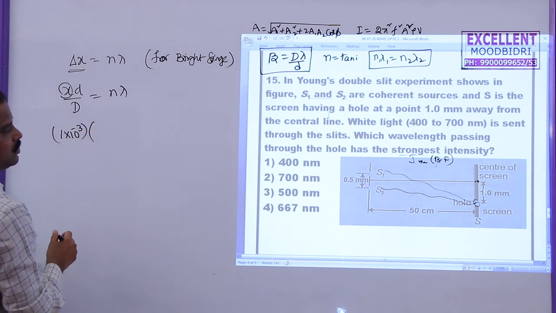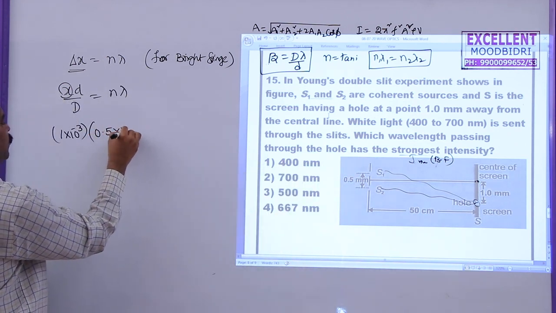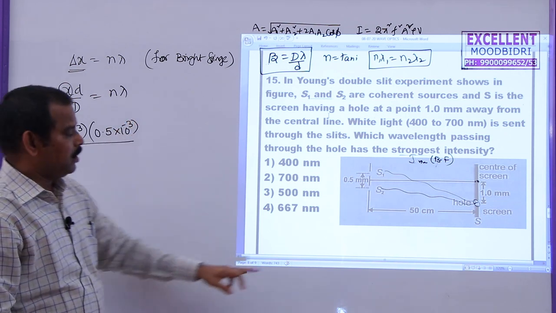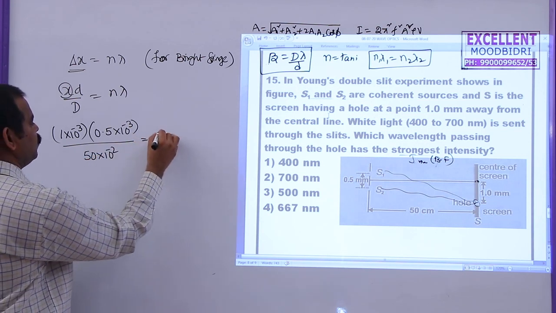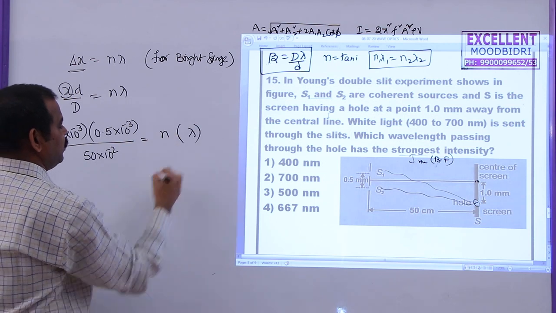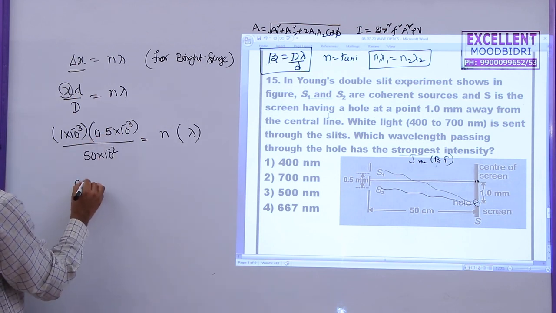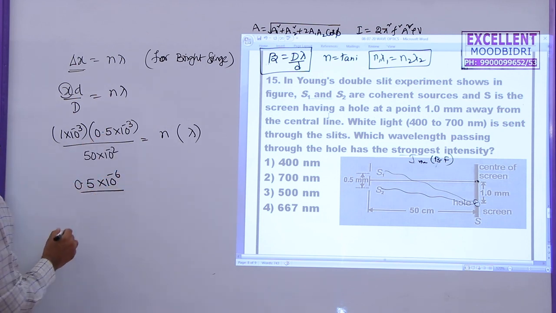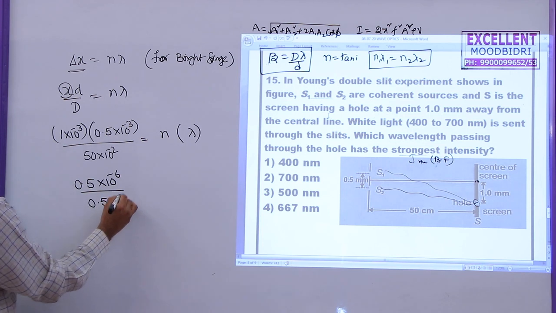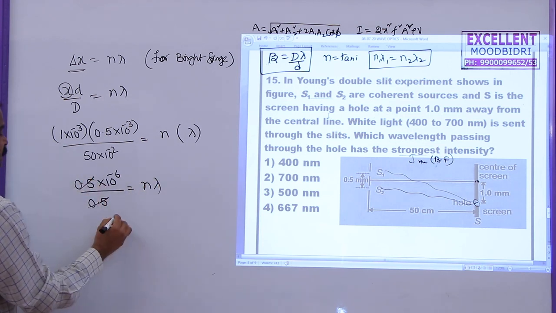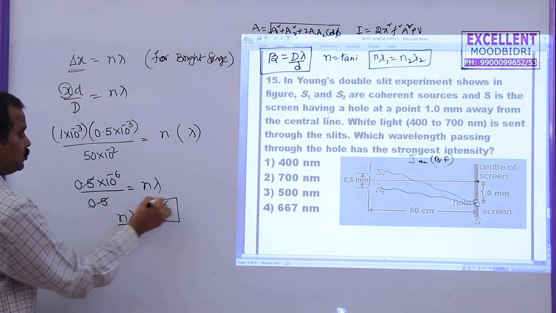Small d in this problem is given as 0.5 millimeter. So this is 0.5 millimeter by the capital D is 50 centimeter. This can be written as 50 into 10 power minus 2, which is equal to n into that lambda we need to find. Here, this will become 0.5 into 10 power minus 6 by 100 into 100. So this will become 0.5 is equal to n lambda, cancel. So n lambda is equal to 10 power minus 6.